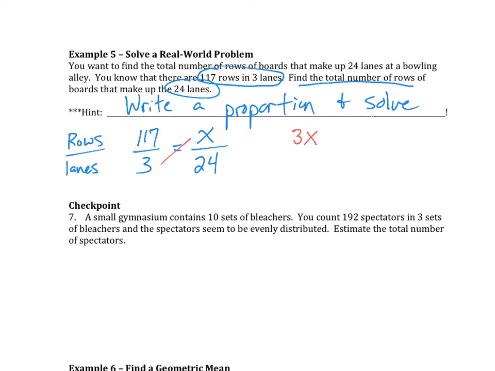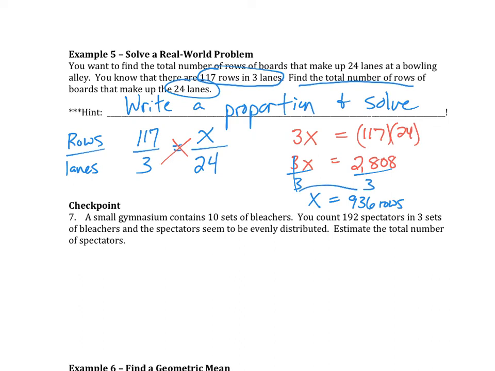We would get 3x equals 117 times 24. So 3x equals 2,808. And then we divide by 3 to get x equals 936 rows. So if there's 24 lanes, we would need 936 rows of boards.